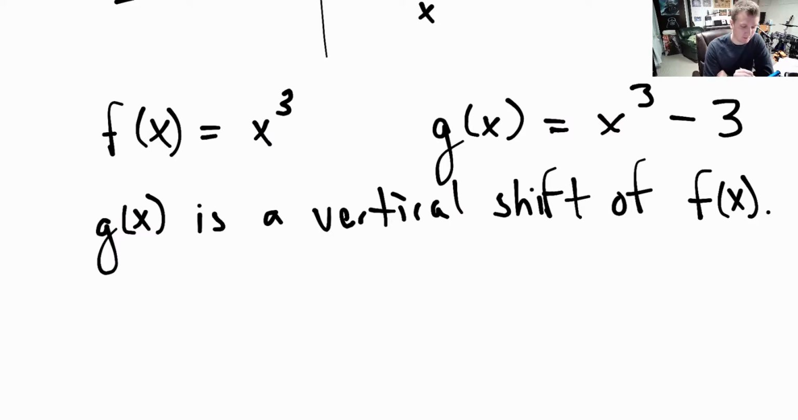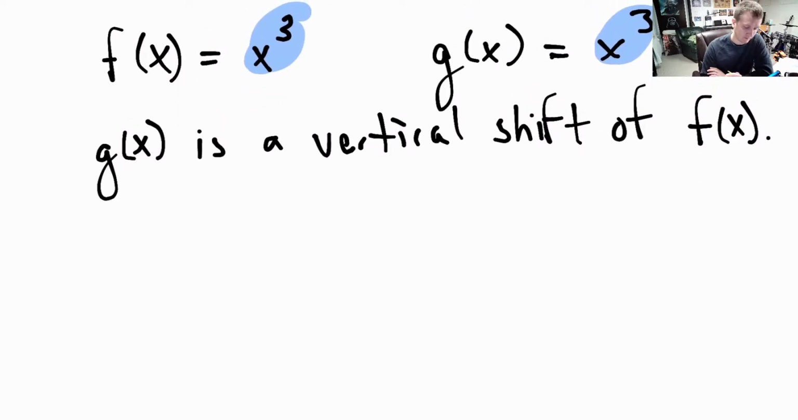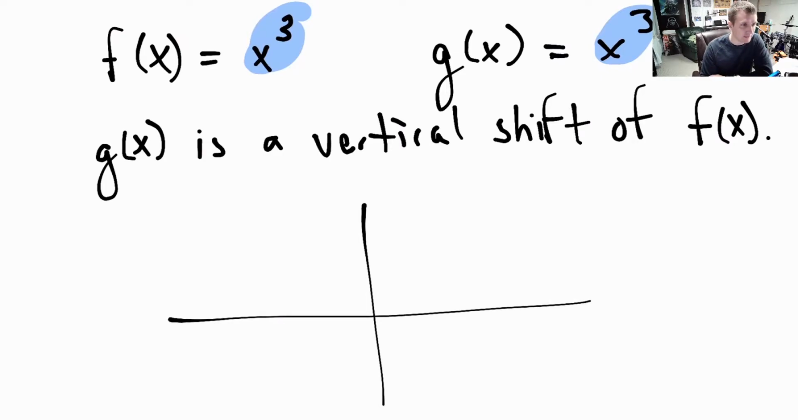Right? Here's our function f of x. It's just x cubed. Well, here it is too. That's f of x. And what did we do to it? We subtracted 3. So to each output of f of x, we subtracted 3. Which means, if I were to graph these two things, it'd be actually pretty simple. If I can graph one of them, then I can very simply graph the other one.